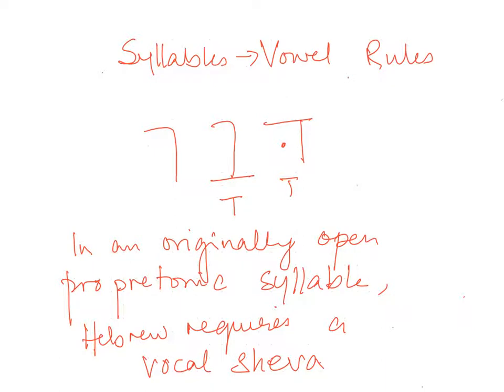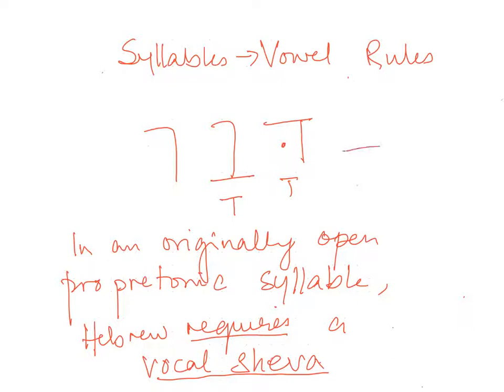The next one: in an originally open pro-pretonic syllable, Hebrew requires a short vowel, a vocal shava. Let me repeat that again. In an originally open pro-pretonic syllable, Hebrew requires a vocal shava. A vocal shava it requires. Okay, let's look at the word davar.